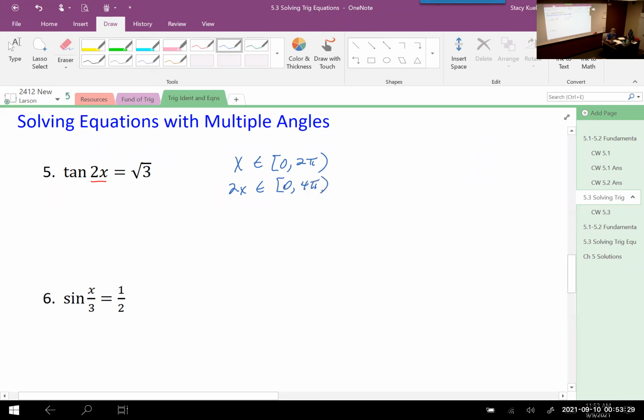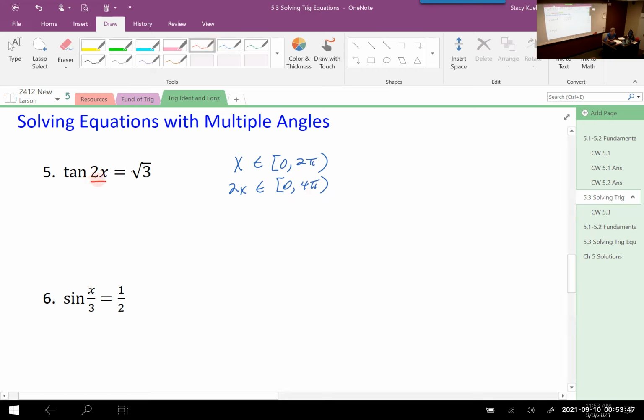In essence, I'm going to go around the circle twice, right? So I'm no longer looking for angles between 0 and 2 pi. I'm looking for angles between 0 and 4 pi. So when I come over here and now I address this equation, right?